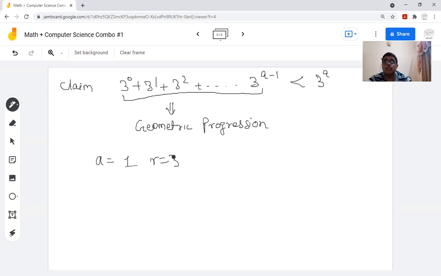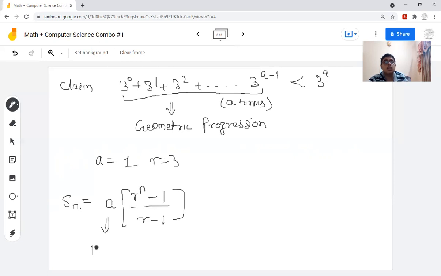So how do I find the sum of these? How many terms are there? There are actually 8 terms. The sum of n terms of a GP is given by the first term A times R power n minus 1 divided by R minus 1. This A is rather the first term, not this A, which is the number of terms. It's different. That's the first term.